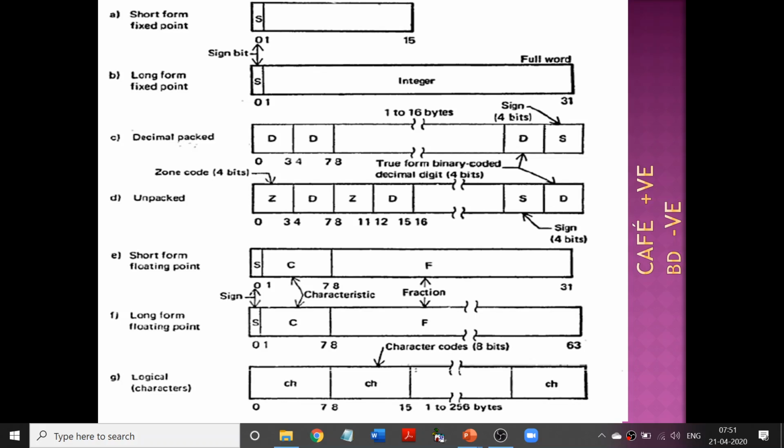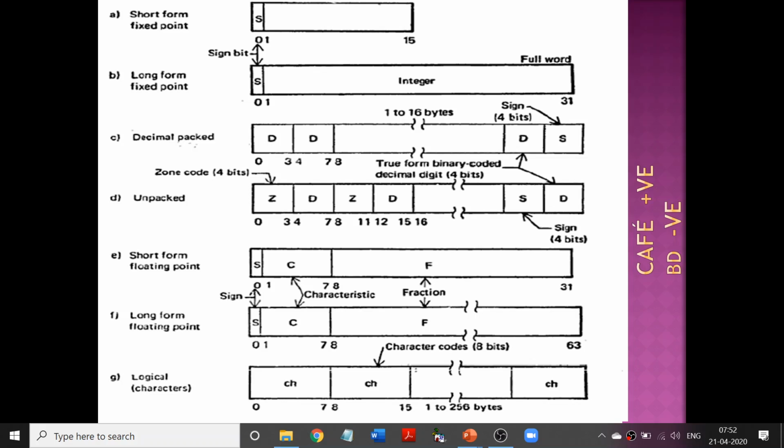number, right? The second type is going to be the same as that of a short form. Only thing is it is a long form fixed point number. So here, in the long form fixed point number, the only difference is going to be the size of the data type. So there I said 16 bits. Here it is going to be 32 bits or 4 bytes, right? 32 bits or 4 bytes. So here also it's the same format.